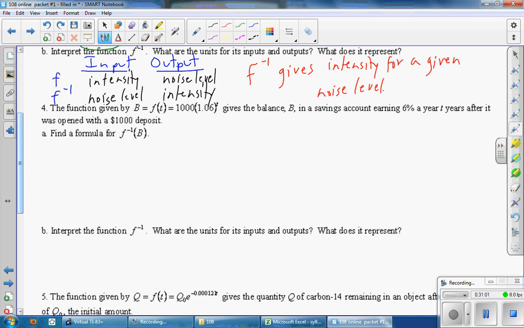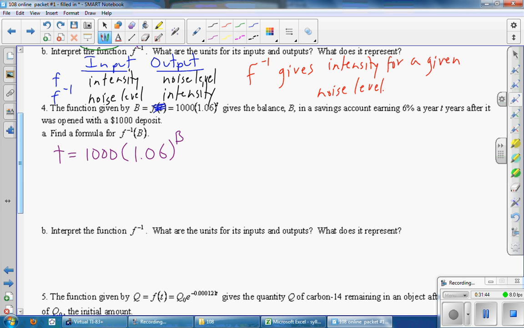Number 4, the function given by b equals f of t equals 1,000 times 1.06 to the t gives the balance b in a savings account earning 6% a year, t years after it was opened with a $1,000 deposit. Part A, find a formula for f inverse of b. So let's try that. Again, I'm going to ignore this part in the middle temporarily, and instead of changing x and y, we change b and t. So just interchange those two letters, and then solve for, it used to be solve for y. What letter is playing the role of y in this problem? It's b, so we're going to solve this for b.